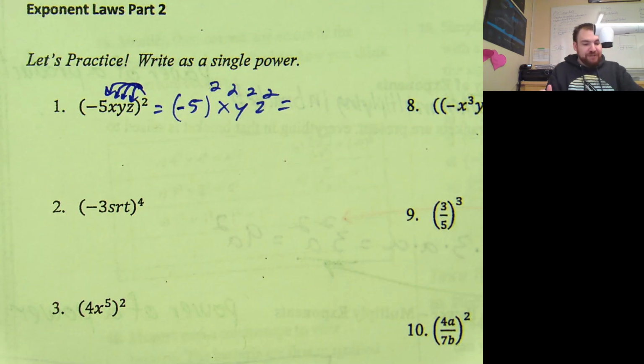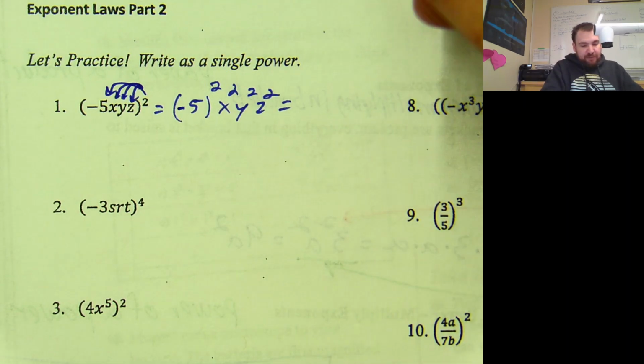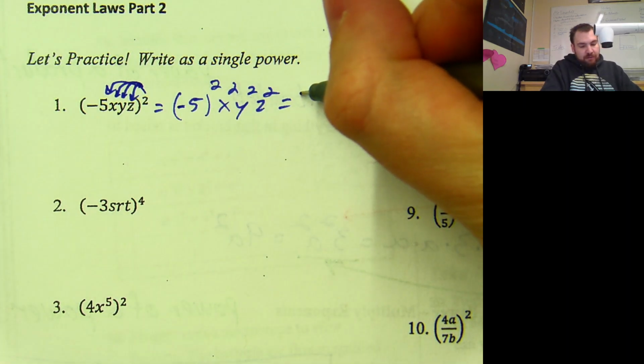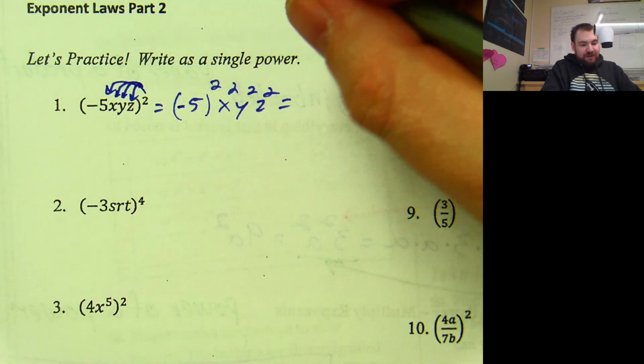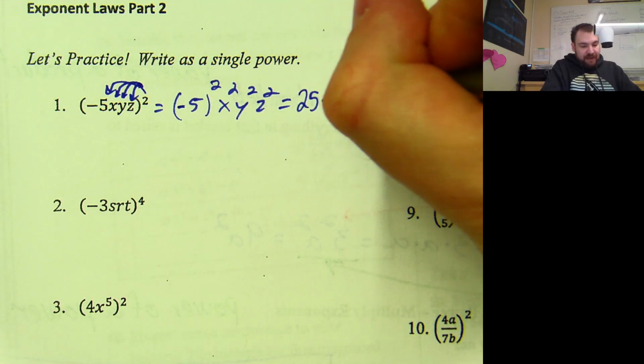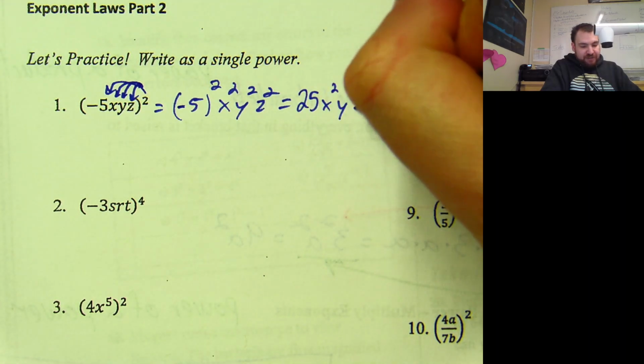And then my last step is to do what? Yeah, Rebecca, I want to evaluate where I can. So what can I evaluate? My final answer is going to be? Careful. -5 times -5 is going to be? Positive 25. x squared, y squared, z squared, and we're done.